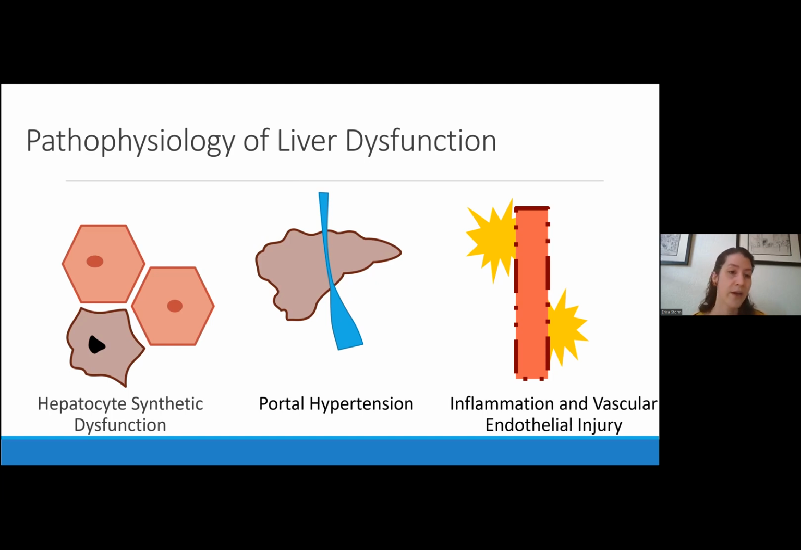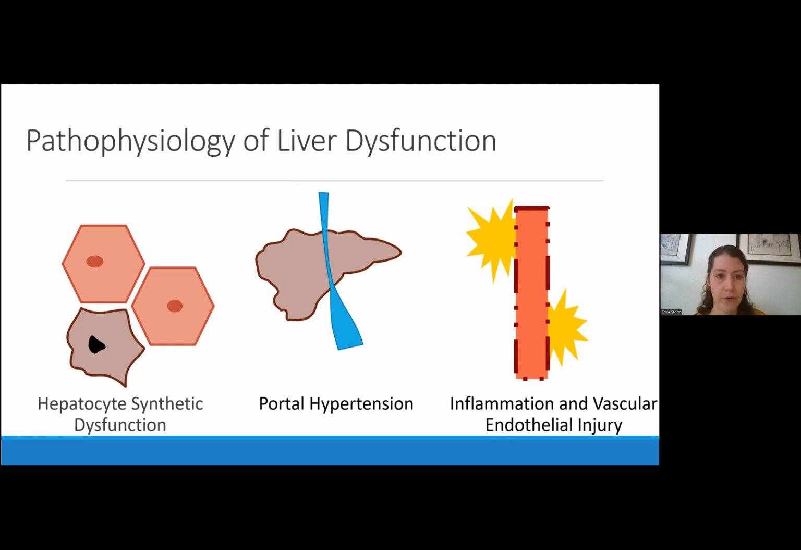Just to review, the first one that I think everyone easily associates is with hepatocyte destruction and synthetic dysfunction. So when you start having 90% of your hepatocytes being shriveled and scarred down, you're no longer able to produce albumin or clotting factors to the same degree. That I think everyone can pretty much understand pretty clearly.